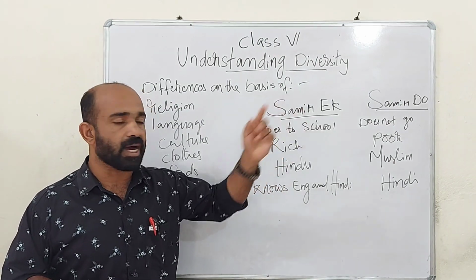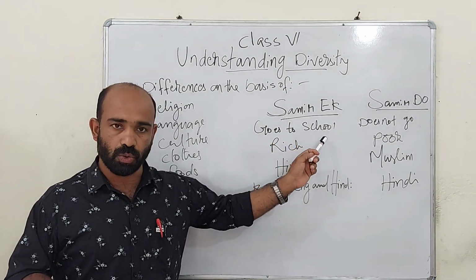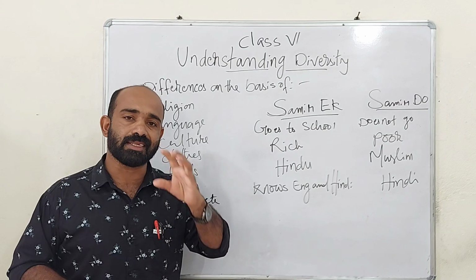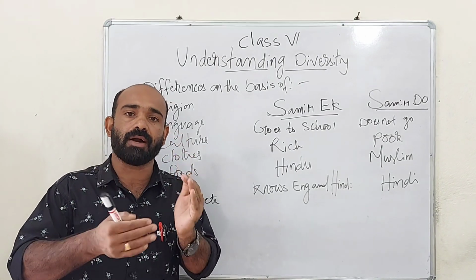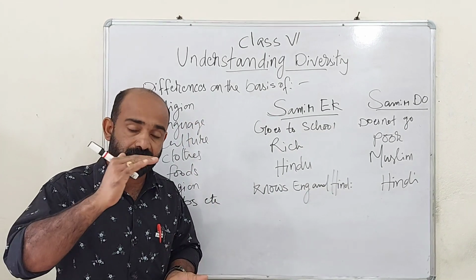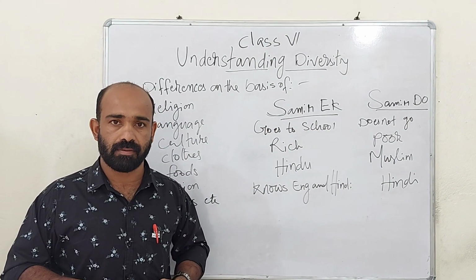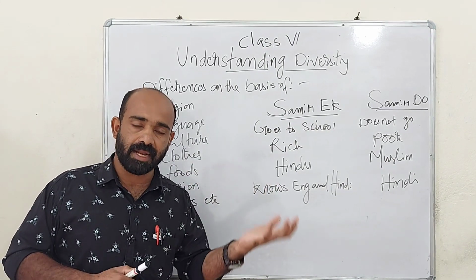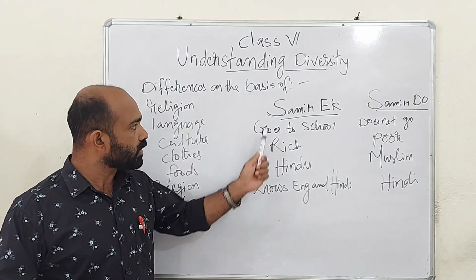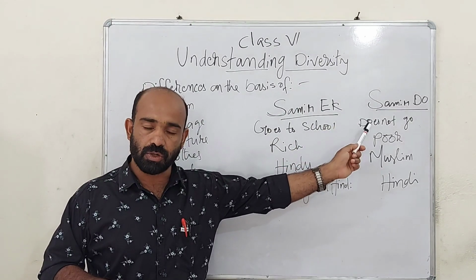Difference between Samir Ek and Samir Do. Samir Ek goes to school, but Samir Do does not go to school because he doesn't have money. In order to look after his family, he needed to do a job in his childhood. That means he is selling newspapers. And by getting that money, he is looking after the family. So basically, he is poor. Samir Ek goes to school and he is rich. But Samir Do is not at all going to school.